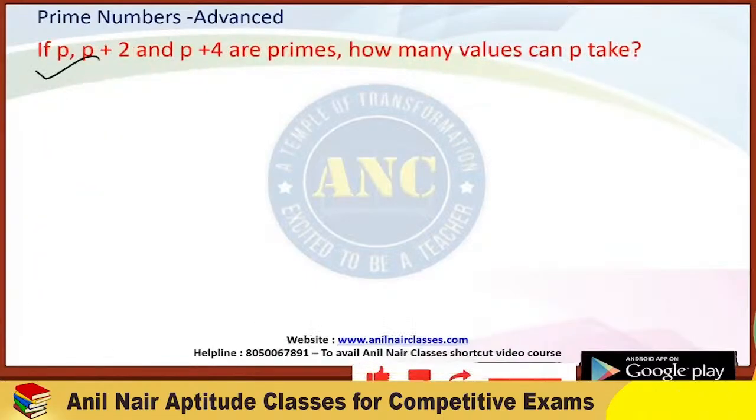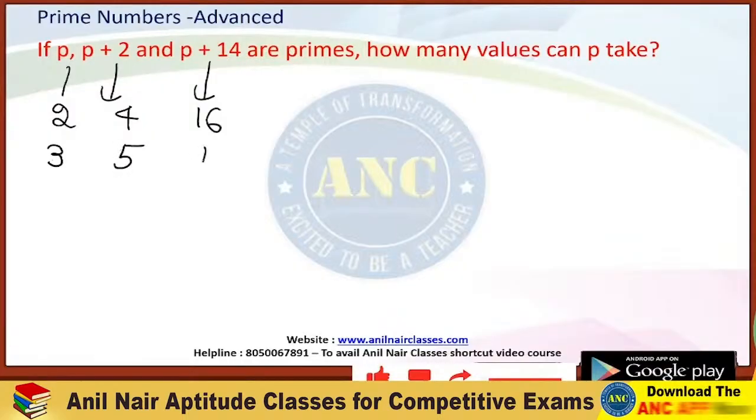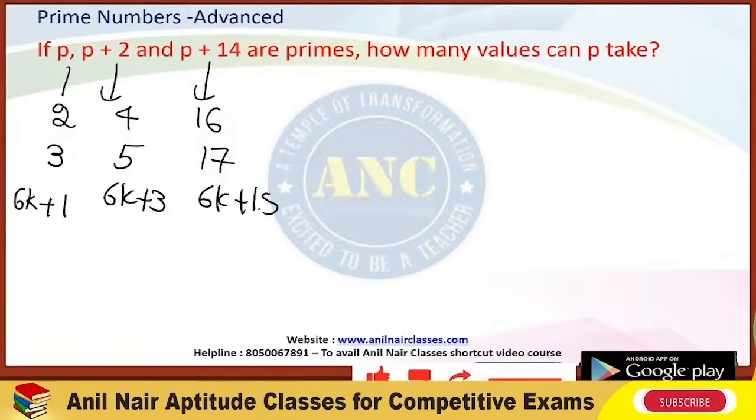These we already solved: P plus 2, P plus 14. Here, if P is 2, then 2 plus 2 is 4 and 2 plus 14 is 16. If it is 3, we get 5 and 17. If P is greater than 3, we get 6k plus 1, 6k plus 3 and 6k plus 15, which are divisible by 3.